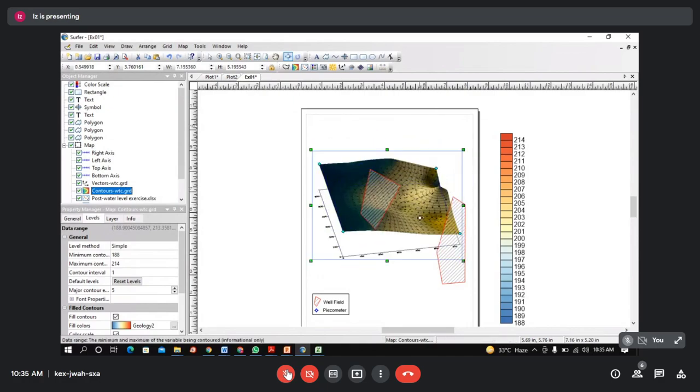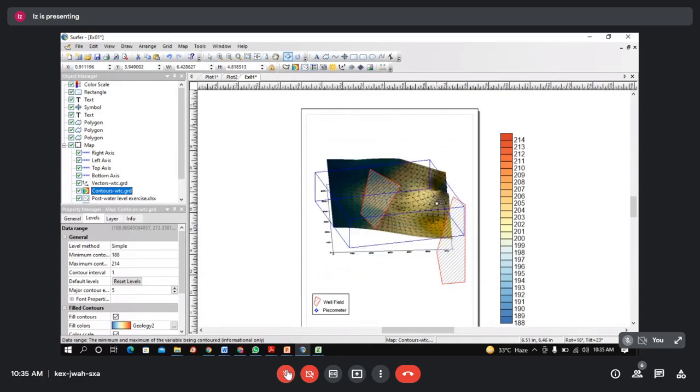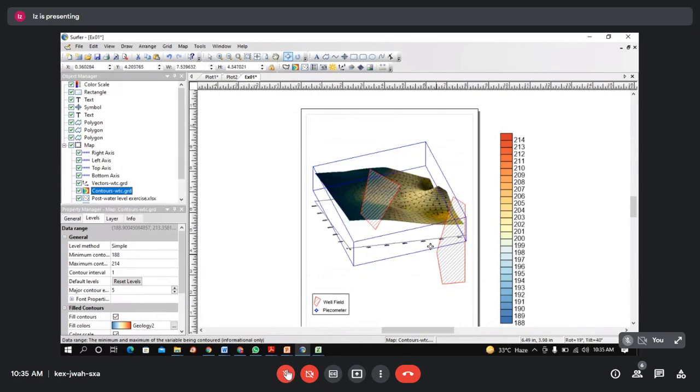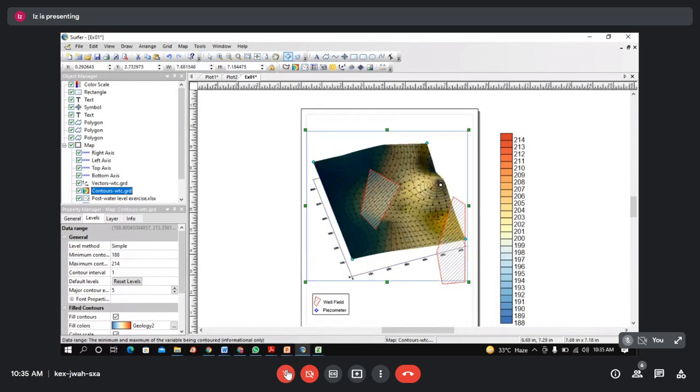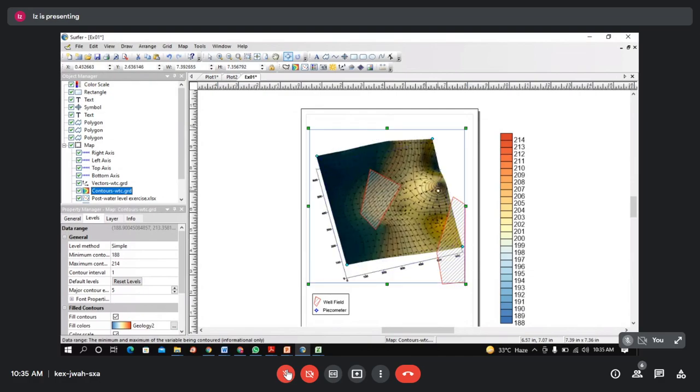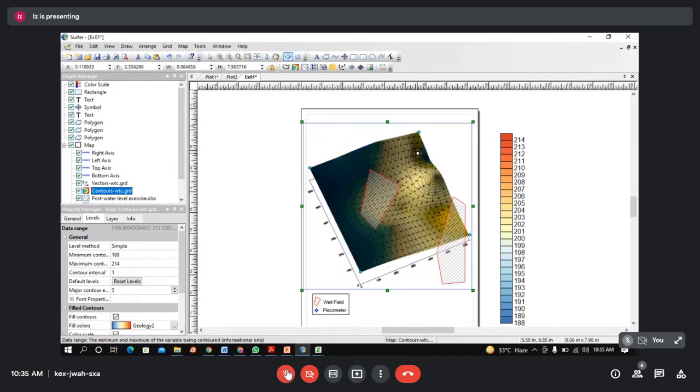You see, this is how it looks in 3D. See, the recharge areas look like a hillock, while the discharge area looks like a depression. Okay, this was all about the water table contour map.